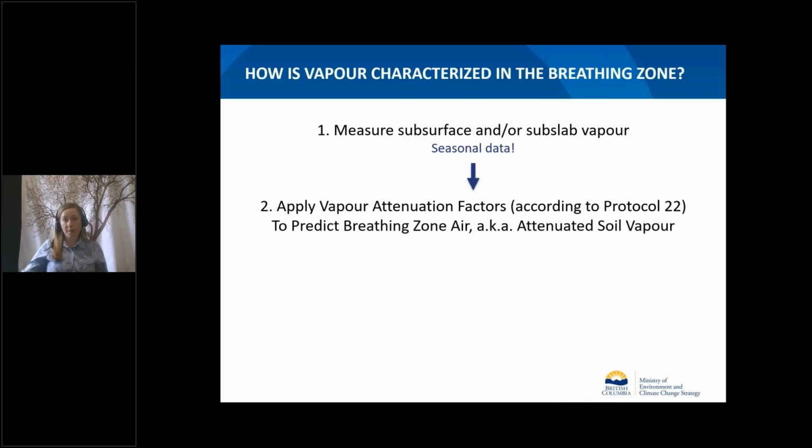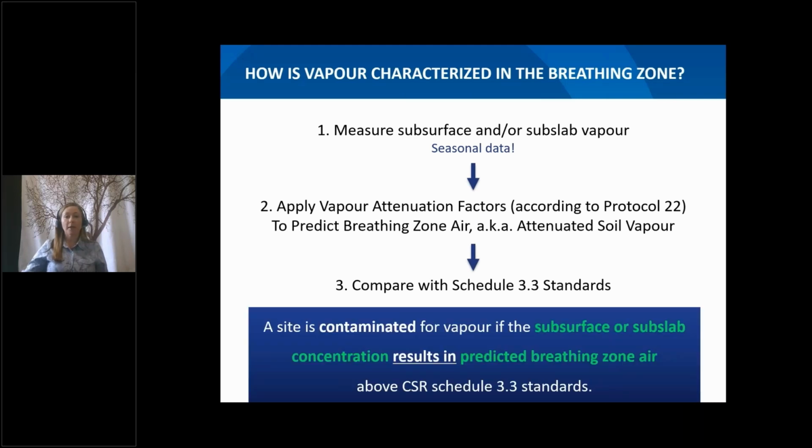The next step, where possible, is to apply vapor attenuation factors, or VAFs, to soil vapor data to predict breathing zone air. This is also known as attenuated soil vapor. So I'll say that again. Predicted breathing zone air is often referred to as attenuated soil vapor. It is this predicted breathing zone air concentration that is compared with vapor standards in Schedule 3.3. A site is considered to be contaminated for vapor if the subsurface or subslab concentration results in estimated breathing zone air above the CSR Schedule 3.3 standards.